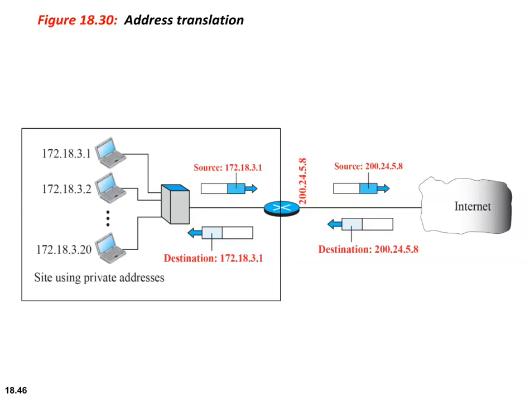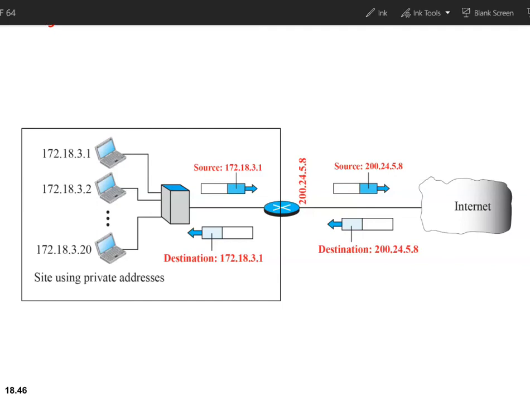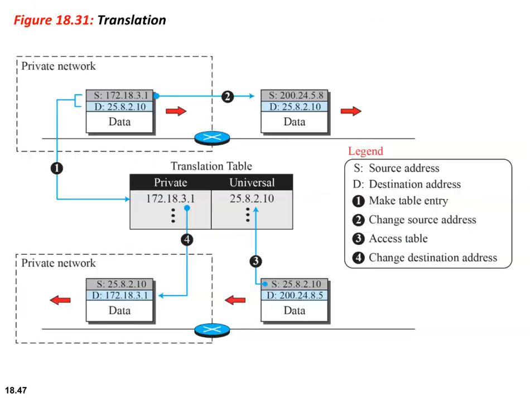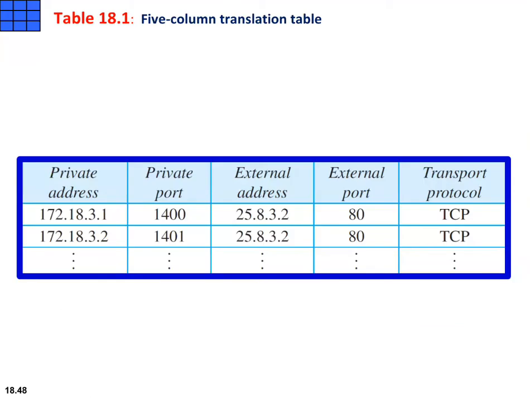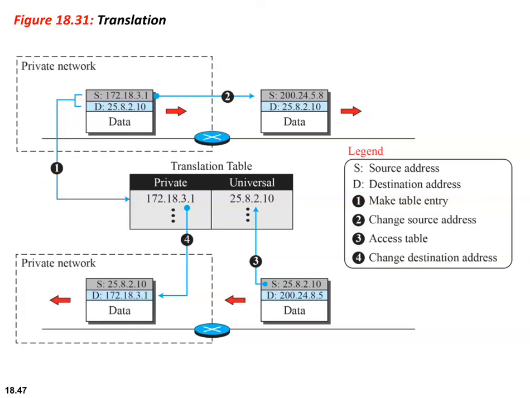Once it reaches the destination, the destination sends back a reply, maybe an acknowledgement, or it might be a packet which is sent. That destination will get mapped to the corresponding private address. How will this mapping be performed? It will be performed by looking at the translation table. So let us see the example here.